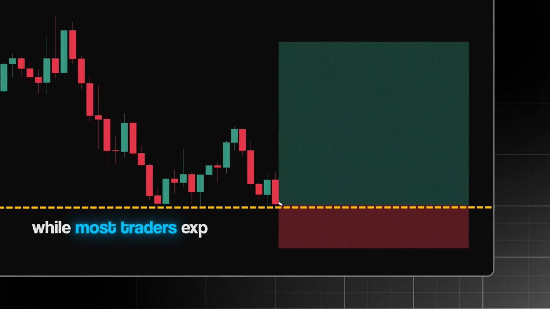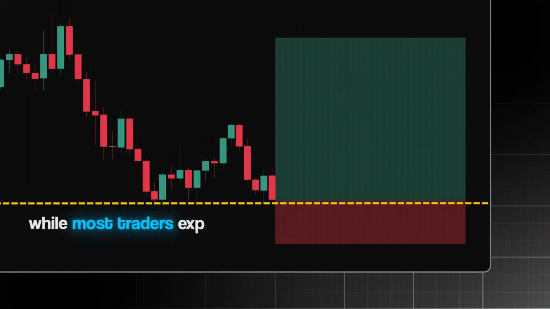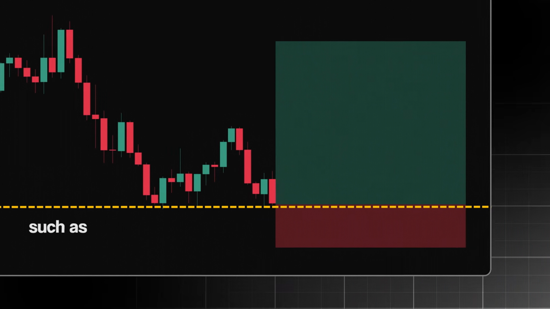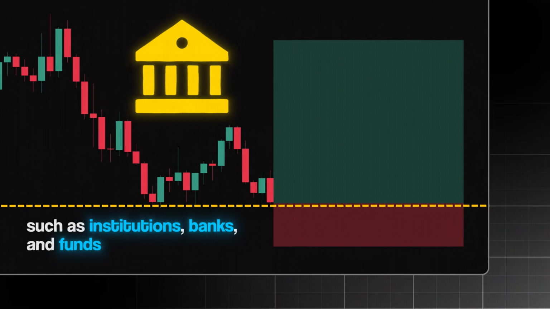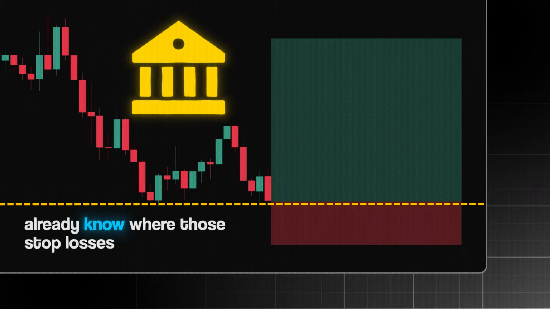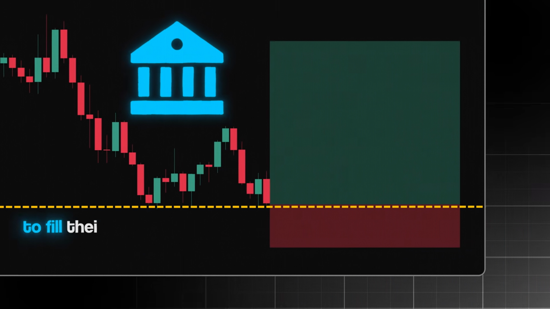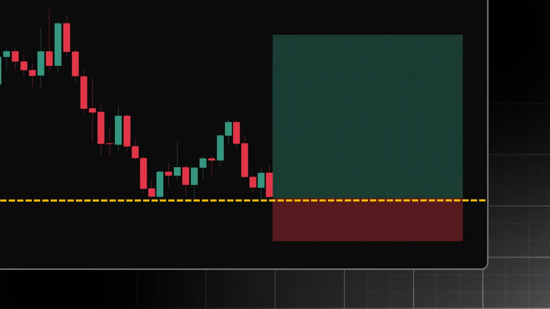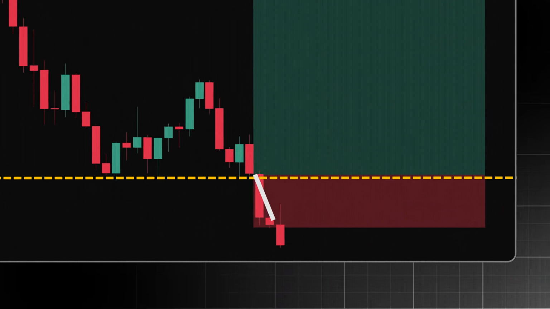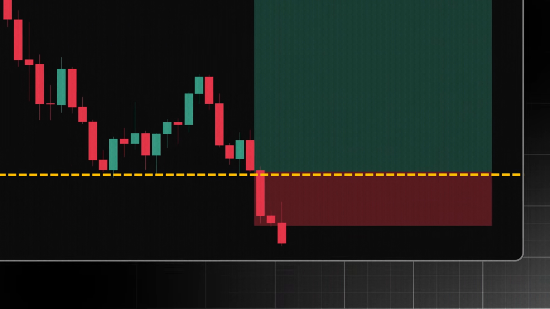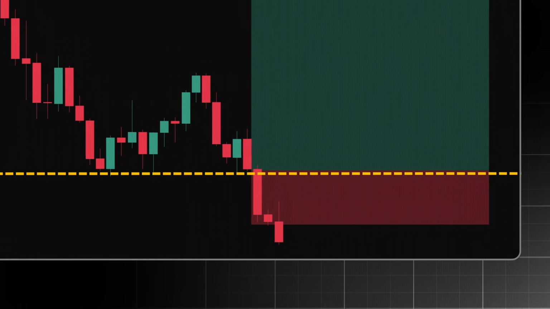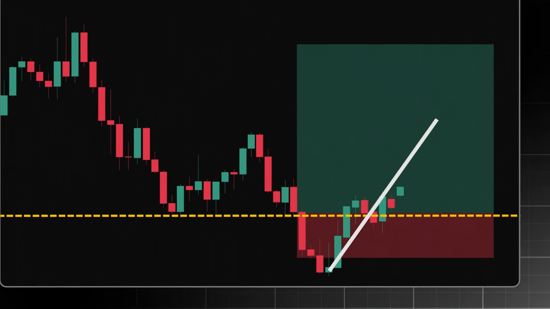While most traders expect the price to go up immediately, large market players, such as institutions, banks, and funds, already know where those stop losses are. And they need to absorb that liquidity to fill their own large positions. So before the price moves up, they push the price down. They collect liquidity by triggering those stop losses. Only after that, the real move begins.